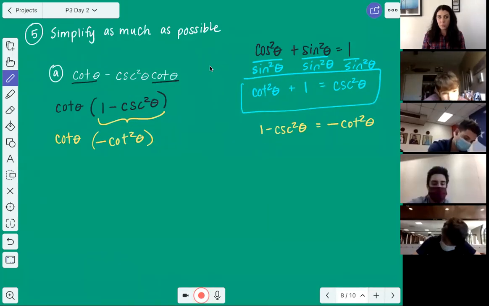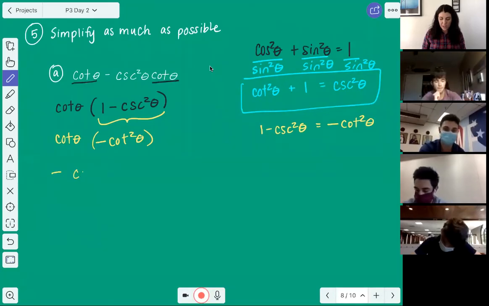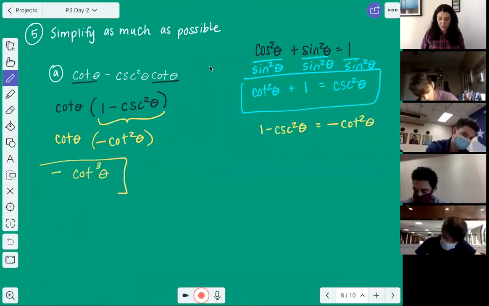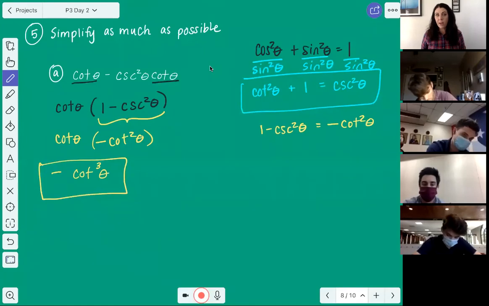Would it be negative 2 cotangent squared, or is it cotangent cubed? Cotangent cubed is correct because I'm multiplying. So cotangent cubed theta is absolutely correct. And that would be our final answer.